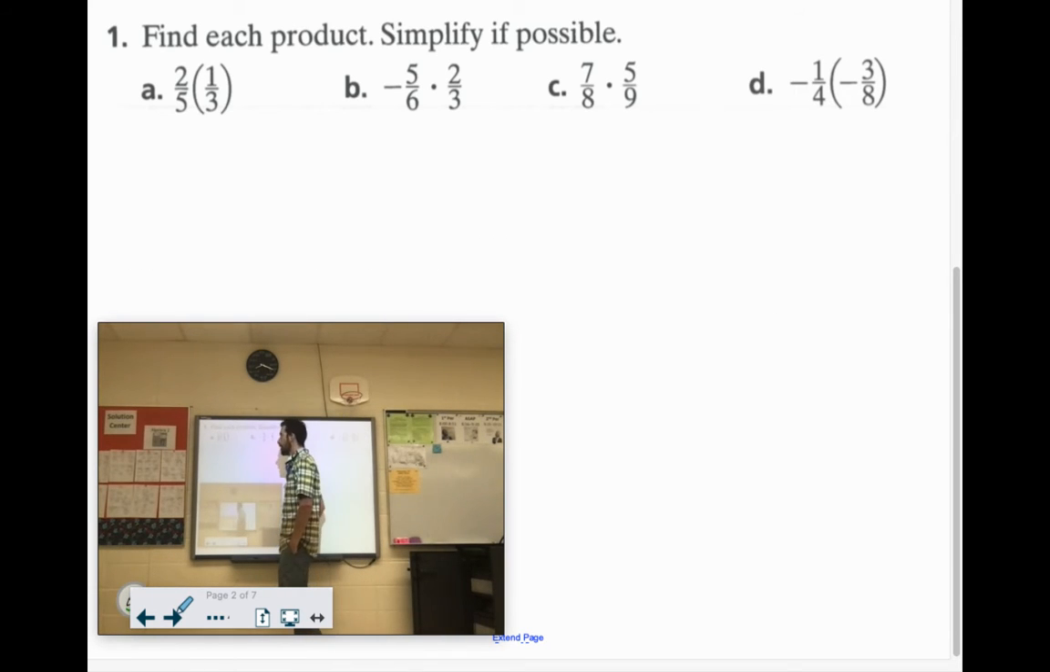Hey, this means multiplication. If it's parentheses, they're mushed up next to each other, it means they're being multiplied. So 2 times 1 up top is 2. 5 times 3 is 15.